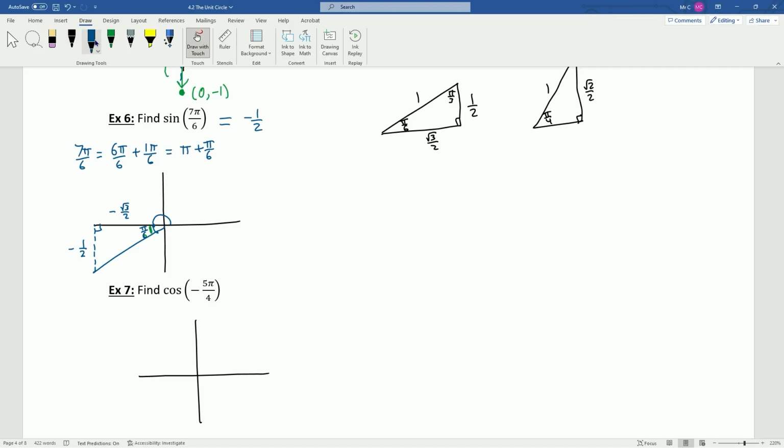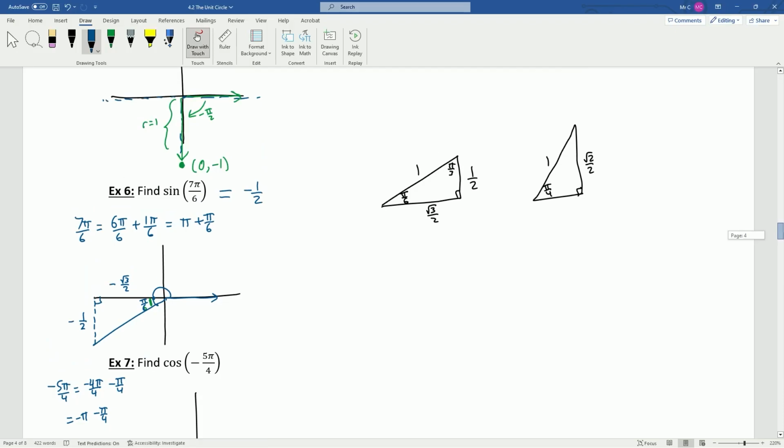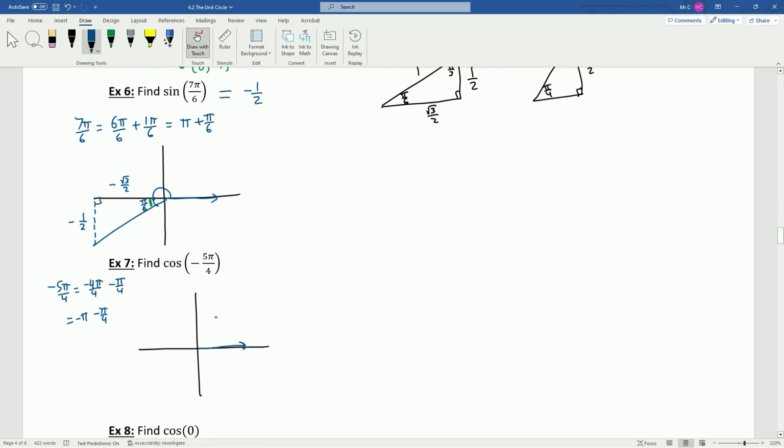So with that being said, let's take a look at negative 5 pi over 4. Let's first split that up into negative 4 pi over 4 minus another pi over 4, which is negative pi minus pi over 4. So I'm going to draw my angle. My initial side is here. I should have been drawing my initial side before. I got a little complacent with that on that previous example. Okay, so here's my initial side for my angle.